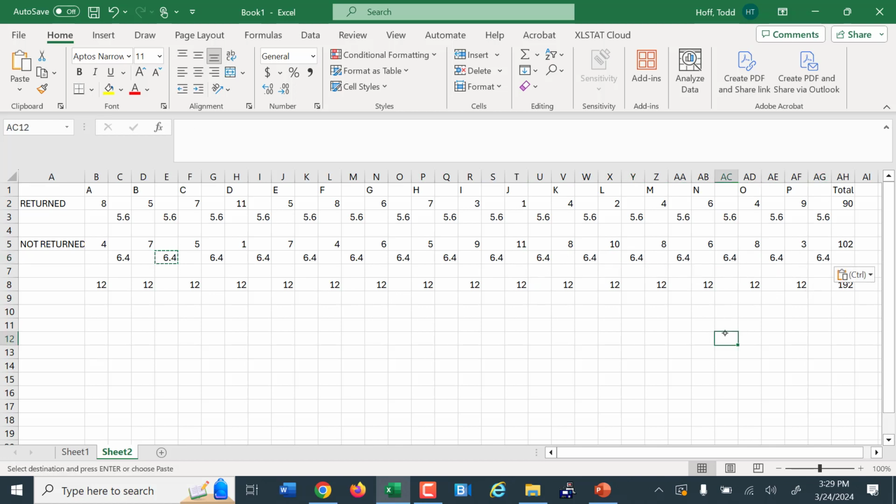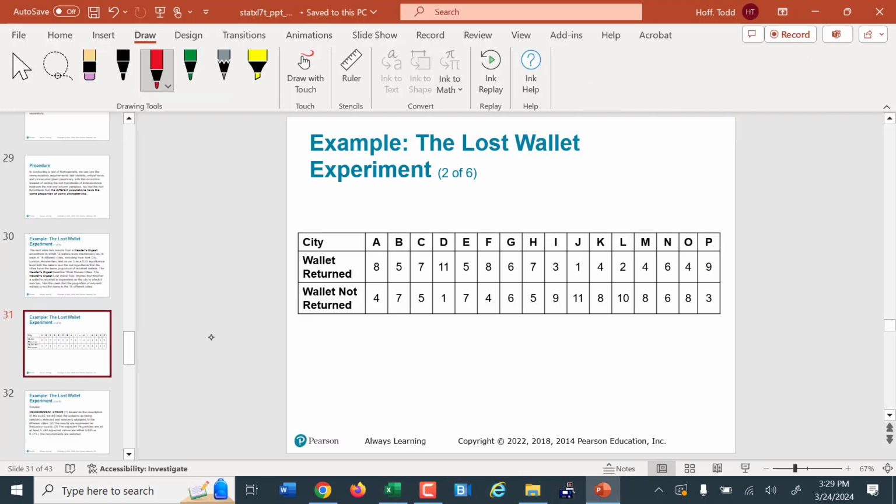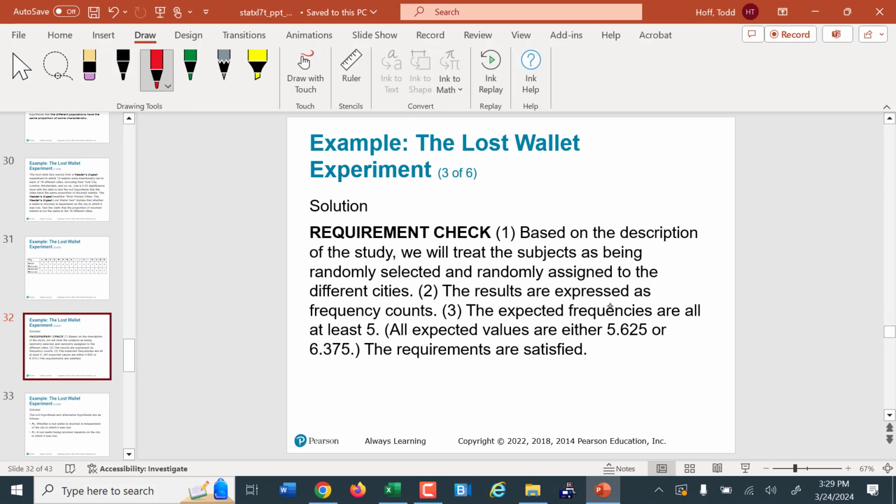So the reason I did those expected frequencies already is we have to make sure that all the expected frequencies are at least 5. Well, these are all at least 5. So, based on the way the study was stated, it's a random sample from each population. The results are expressed as frequency counts in a two-way table, and each of the frequencies is expected to be at least 5.